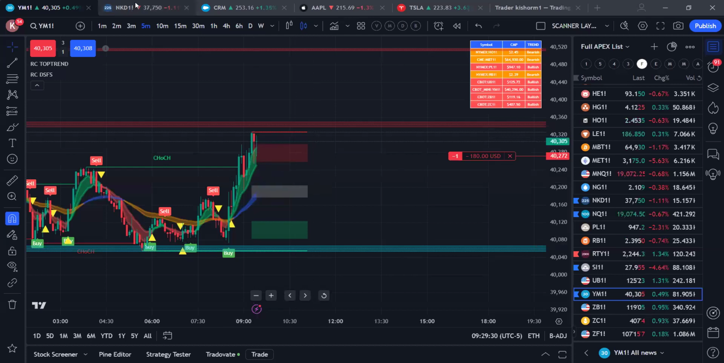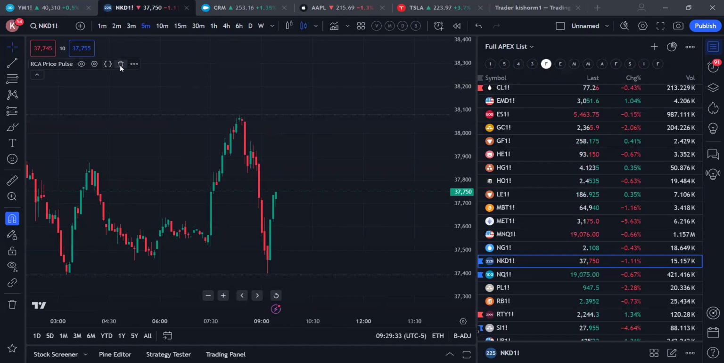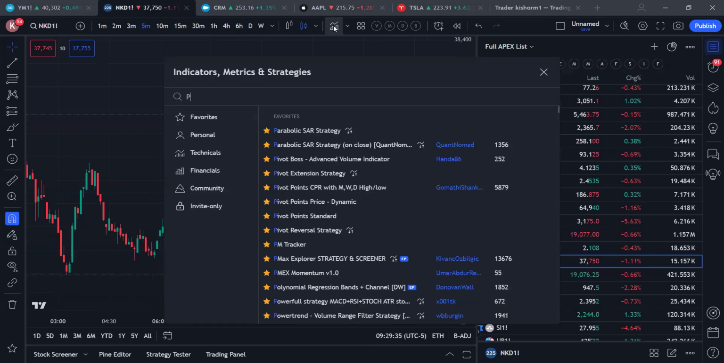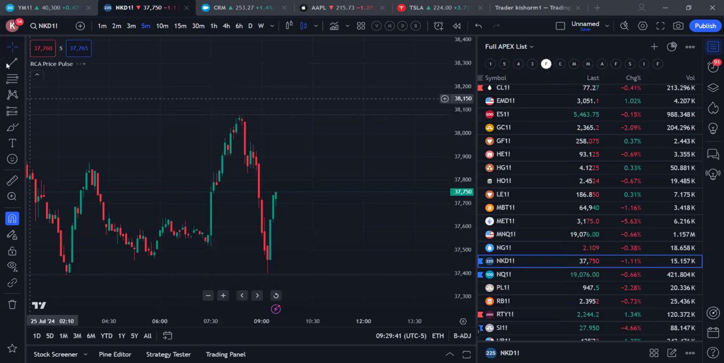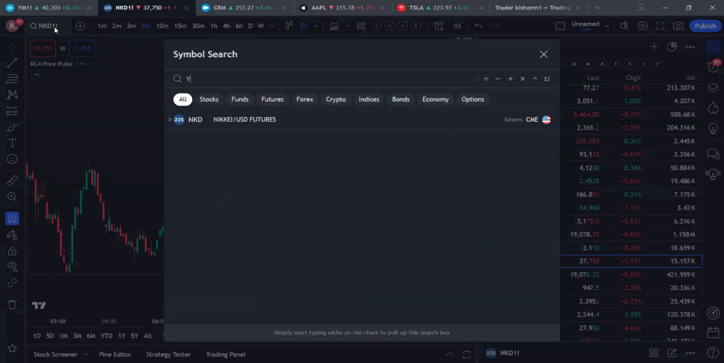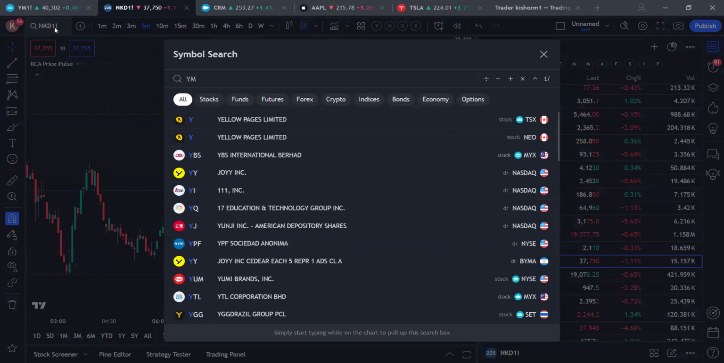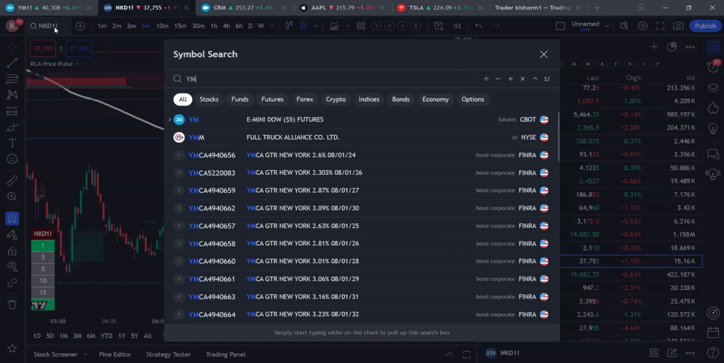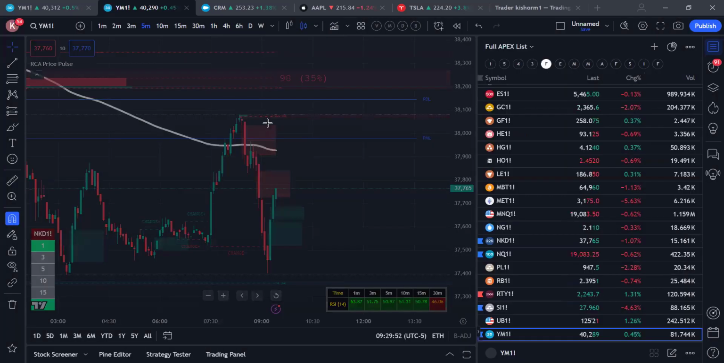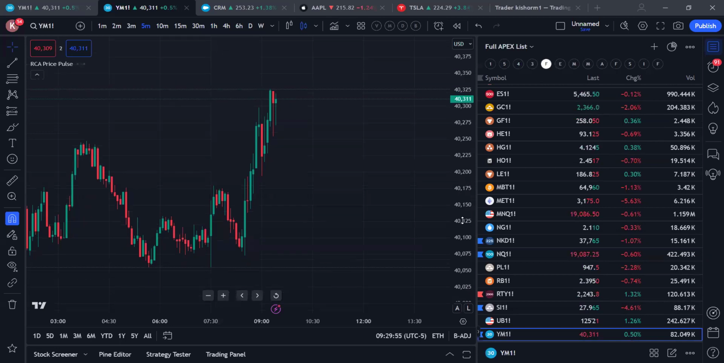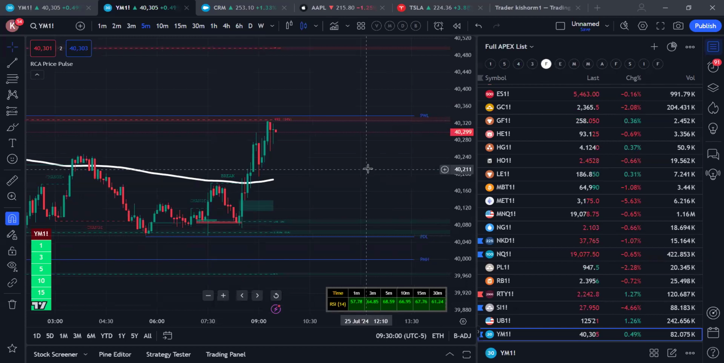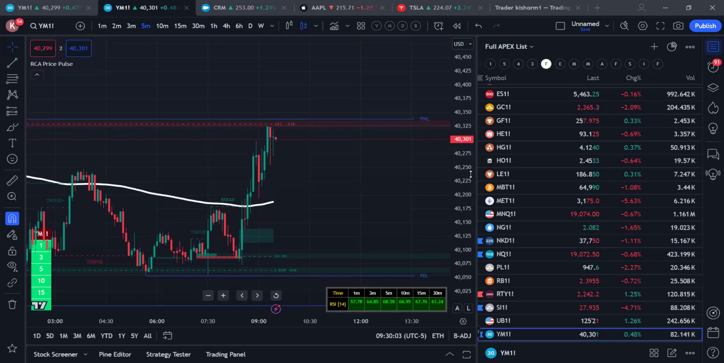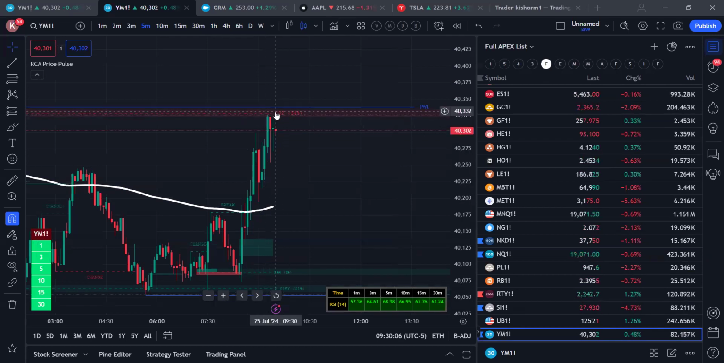If we want additional confirmation, I can go here. I can use price pulse. I can enter. There is a sell order block here. If we touch that, then it should again drop.